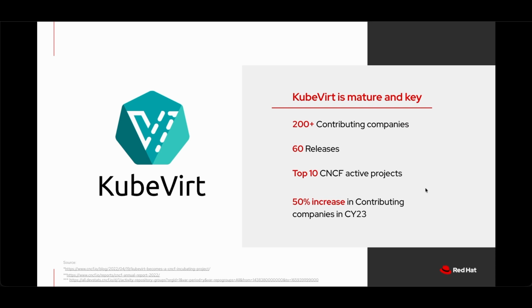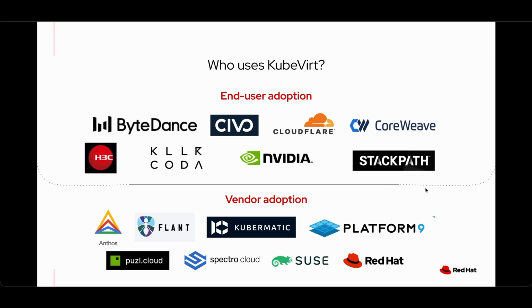KubeVirt itself is very mature. One of the top 10 CNCF active projects, because virtualization is such a thing and it needs to be thought about in terms of the way cloud native works. There's over 200 companies contributing towards this, 60 releases. The intensity and the number of contributing companies, because there's the vision of the value that this brings, is increasing quite rapidly. Who uses it? It's not as if it's small companies out there. There are a number of very large names on this slide that should give you a little bit of comfort that it's not just us saying how powerful this is.